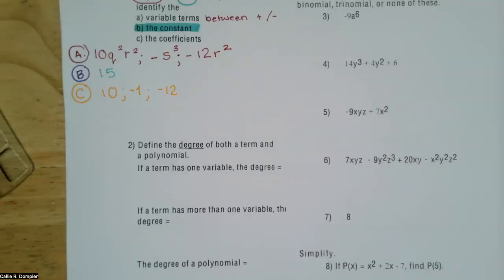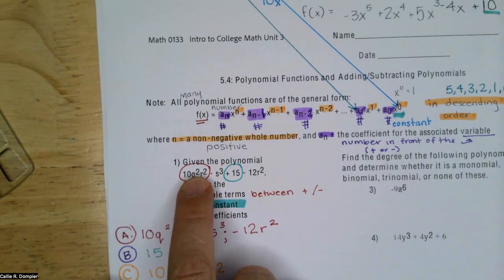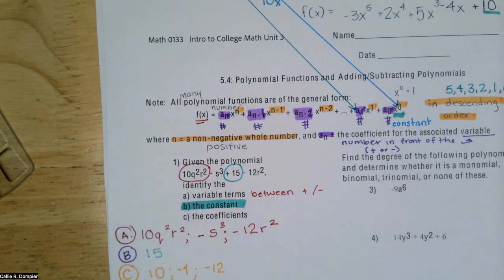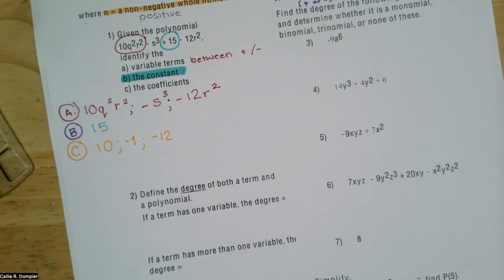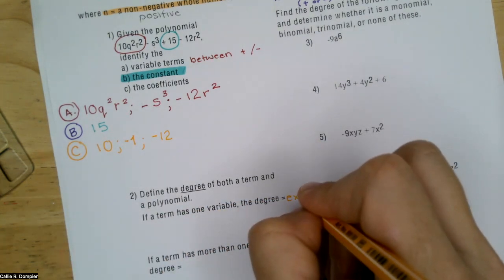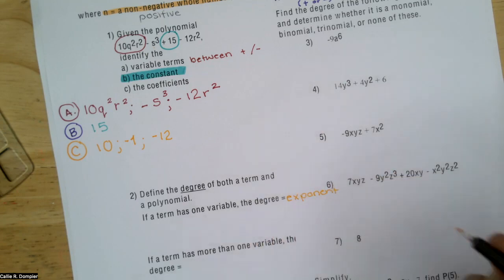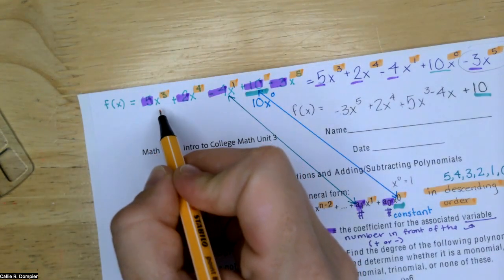Okay, now they're asking us what is the degree of a term and what is the degree of a polynomial. The degree is, you can say that this is q squared, for example, or you could say it's q raised to the second power or q raised to the second degree, okay? So the degree of a term is the sum of the exponents of all the variables in the term. If a term only has one variable, the degree equals the exponent. Okay, let's look at this. Let's go back to mine, okay? 5x to the third, the degree is 3.